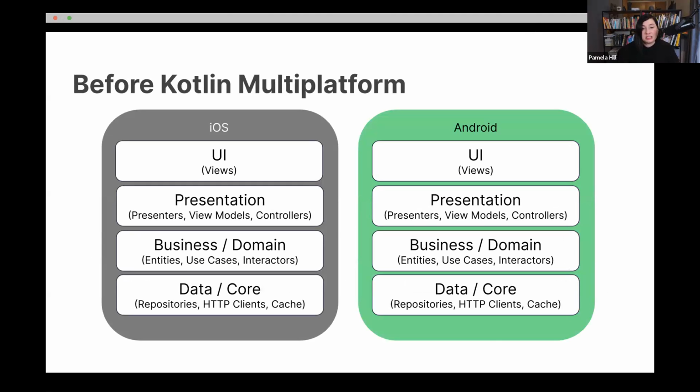So before Kotlin Multiplatform, whenever your company said, okay, we're going to develop an Android and iOS app, for example, if you were going to use a native approach, you would create your applications very separately. You would still have different layers for the Android application and for the iOS application. So for example, say you had some data and core layers, business and domain layers, presentation layers, and UI layers for the Android app. You would have roughly the same on the iOS side.